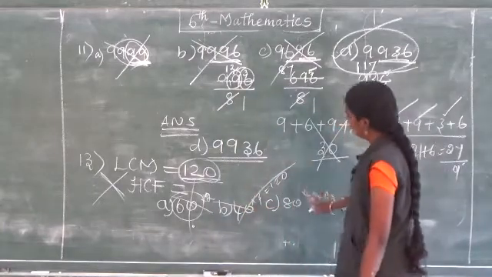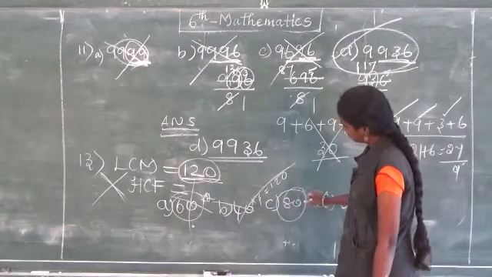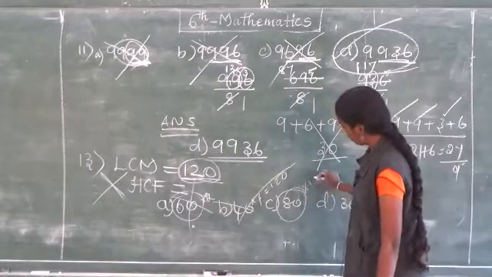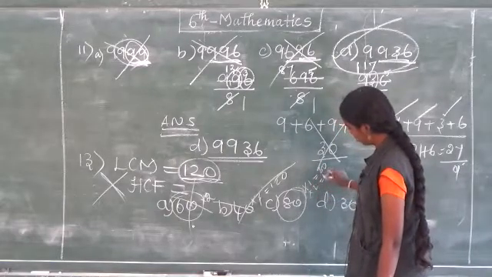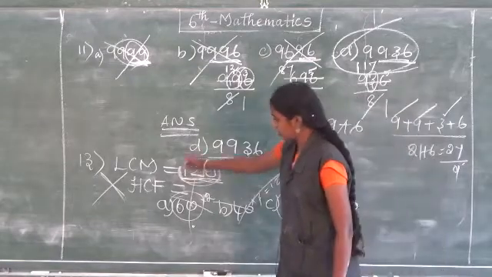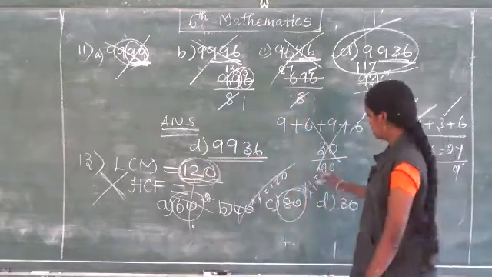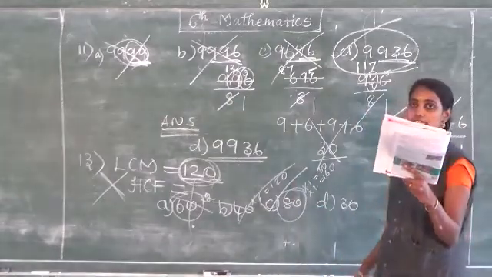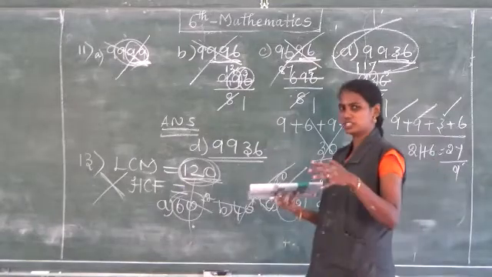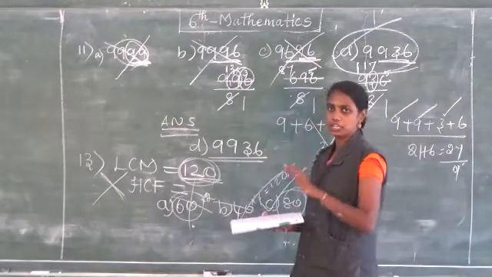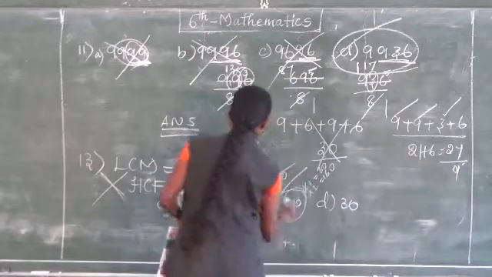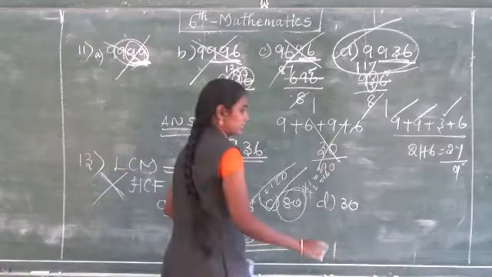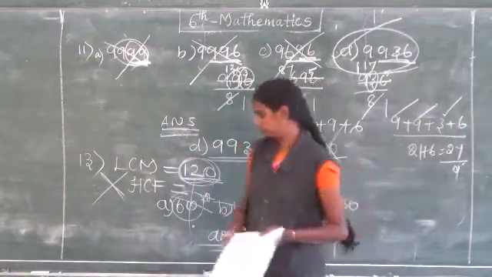80, okay, can we write the multiples of 120? No, because if you multiply by 1 you will get 80, if you multiply by 2 you will get 160, but you must get the 120, but you are not getting it here, so this is the answer. They are asking which of the following cannot be the HCF. HCF means common factor. Answer is option C. 80 will not be the common factor.